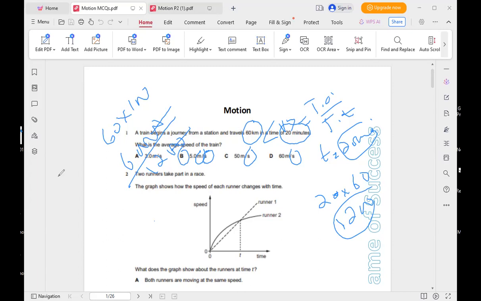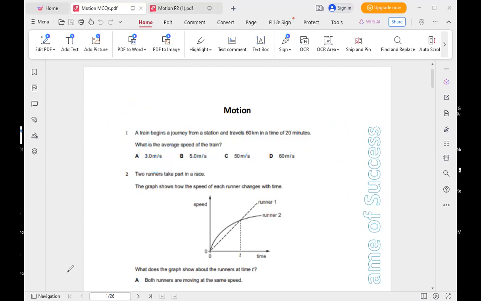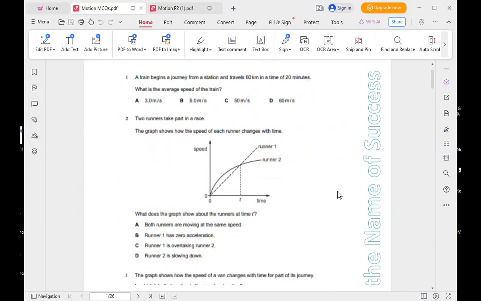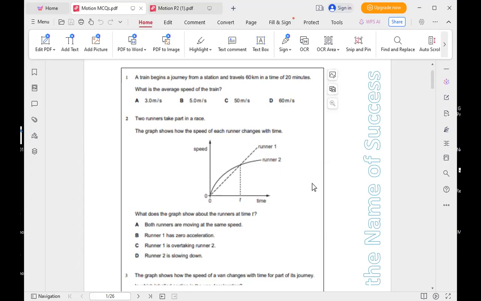Okay, now come to the next. They are saying that a runner takes part in a race. The graph shows how the speed of each runner changes with time, runner 1 and runner 2. The gradient of the speed time graph is acceleration. We already know that.